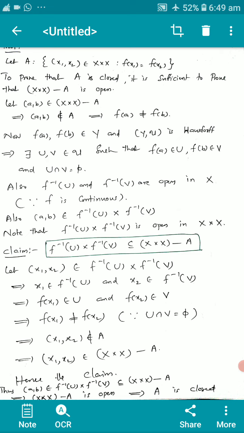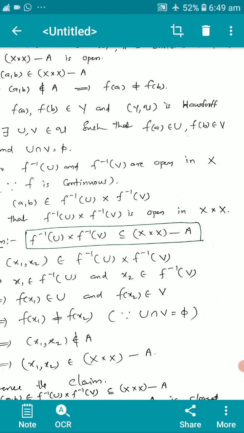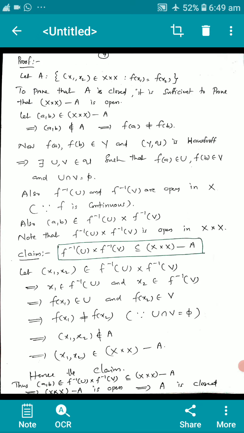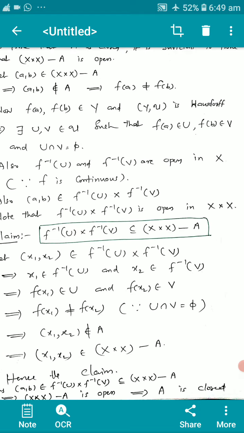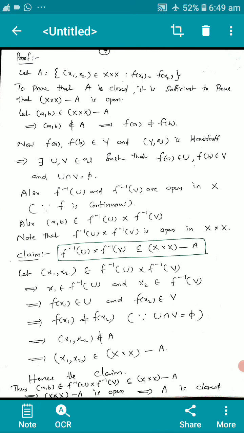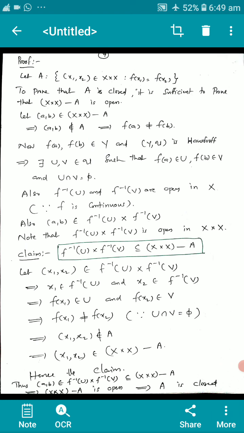What we are proving is this: f inverse U cross f inverse V is a subset of X cross X minus A, so that we can prove that X cross X minus A is open, or A is closed. You take an element (x1, x2) in f inverse U cross f inverse V, that is, x1 is in f inverse U and x2 is in f inverse V, which implies f of x1 is in U and f of x2 is in V. This implies f of x1 is not equal to f of x2 because U intersection V is phi, as they are disjoint.